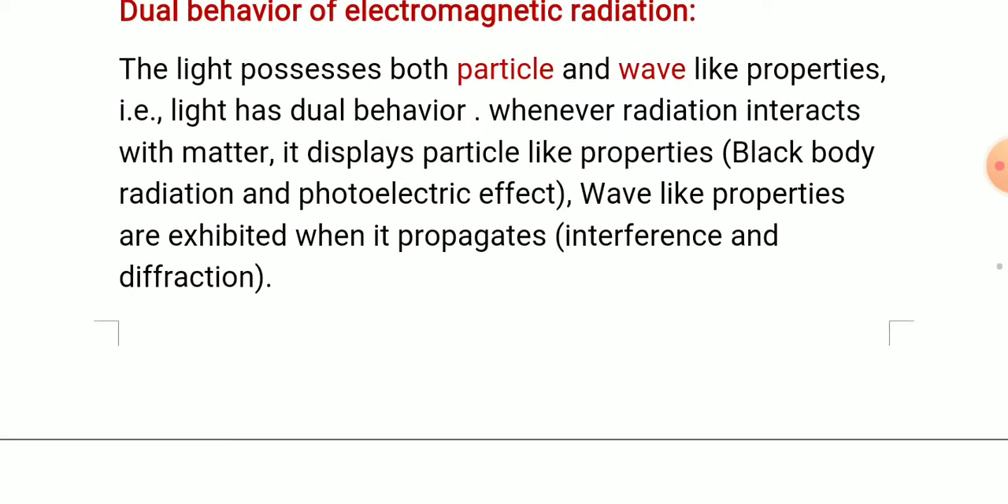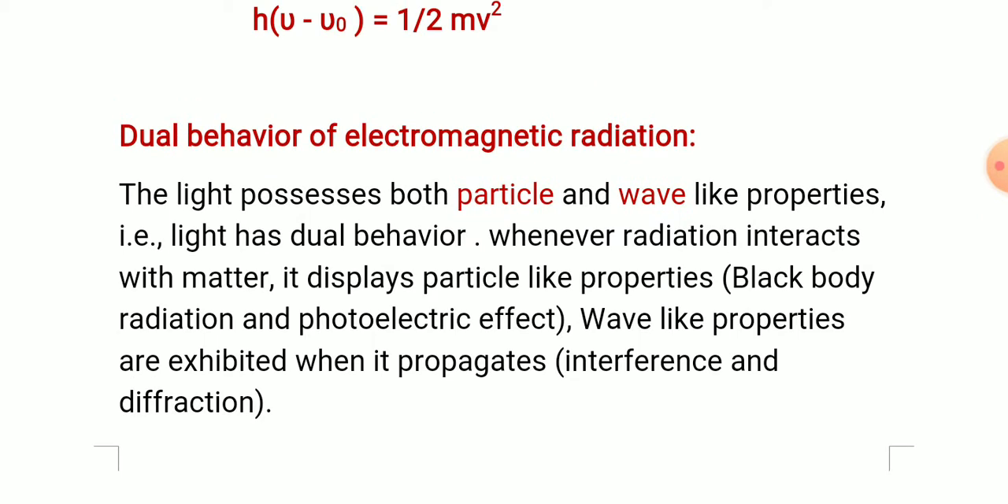Now, dual behavior of electromagnetic radiations. According to Maxwell, electromagnetic radiations propagate in the form of waves, while according to Planck, electromagnetic radiations consist of small packets of energy called photons or quanta. So you can think that light has dual nature: one is particle nature, another is wave nature. According to Planck, light possesses particle nature, and according to Maxwell, radiation possesses wave nature.